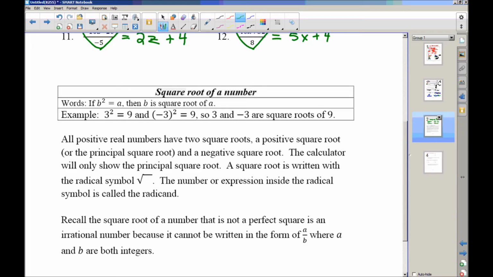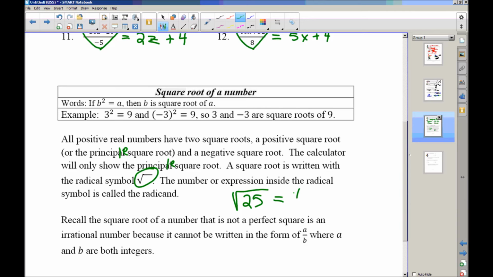A positive square root called the principal one, and a negative square root. The calculator only shows the principal square roots. Okay? A square root is written with the radical symbol, square root symbol, this guy right here. Okay, the number or expression inside the radical symbol is called the radicand. So this is my radical symbol. My radicand in this case is 25.